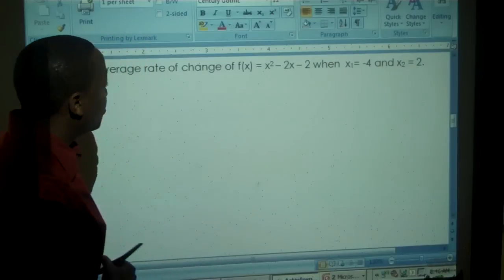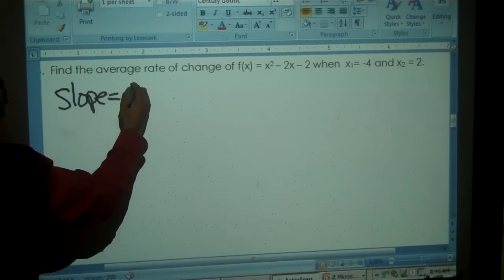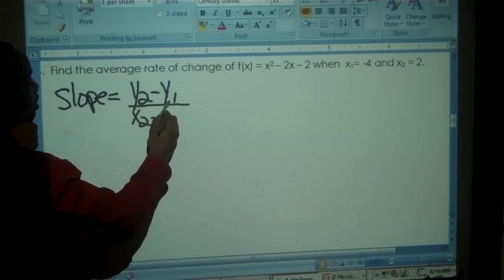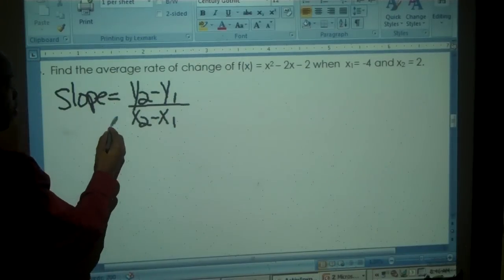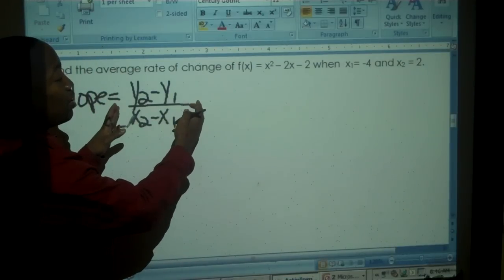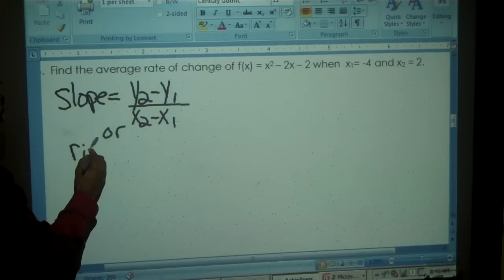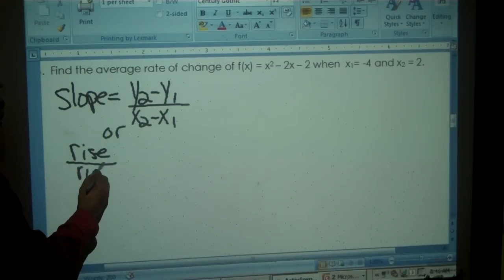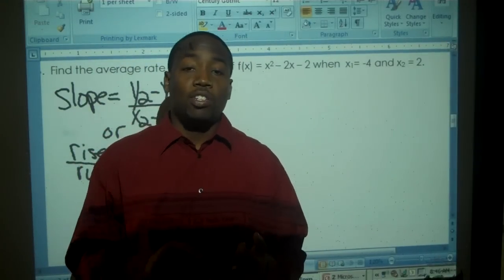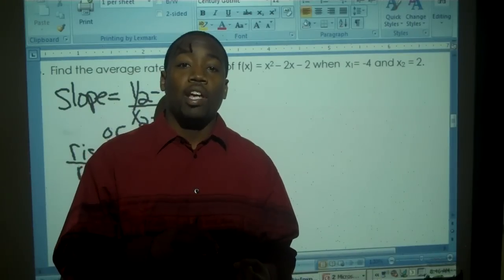What's the formula for slope? Slope is equal to y2 minus y1 over x2 minus x1, right? For an equation, we use this formula. For a graph, we use another formula, which is rise over run. Today I'm focusing on the equations and how to find the average rate of change when you're given an equation, and also when I have a graph.